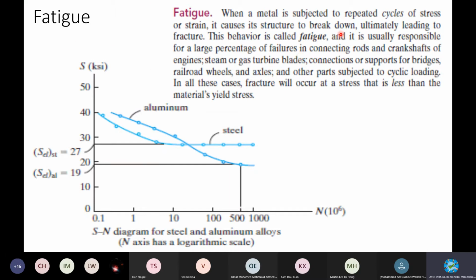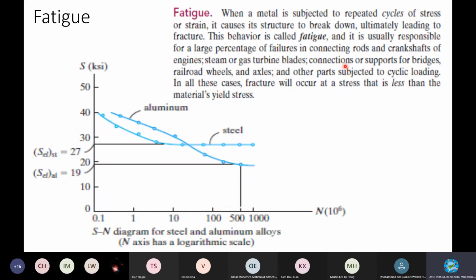Okay, let's read what this is. Ultimately leading to fracture. The behavior is called fatigue. So after creep, the stage is after creep, it will be broken, right? Broken is the condition after which it is put out of use, and these are usually responsible for a large percentage of failure in connecting rods, crankshaft. Once you saw the crack, you must replace. Otherwise, at one point, it is going to fail. Fatigue means stop working.